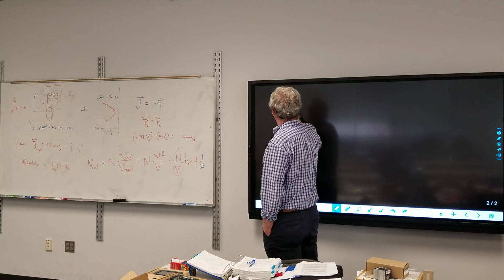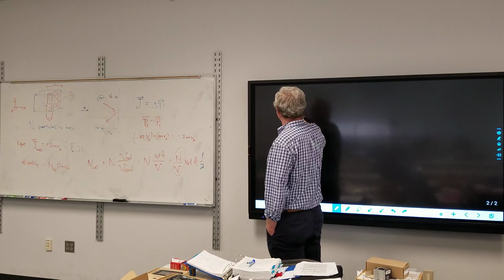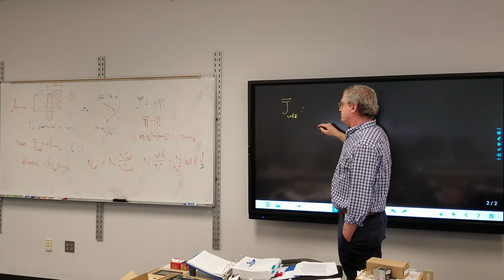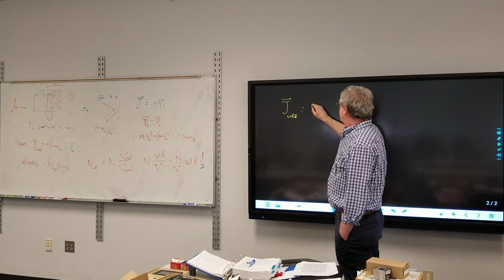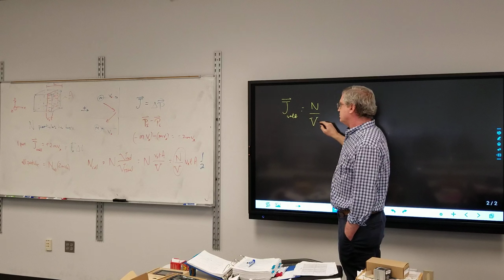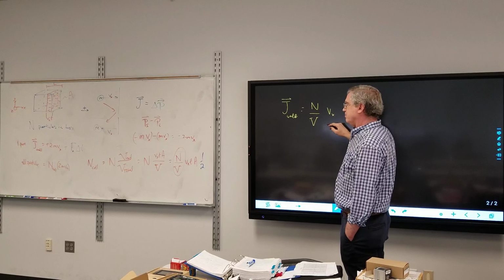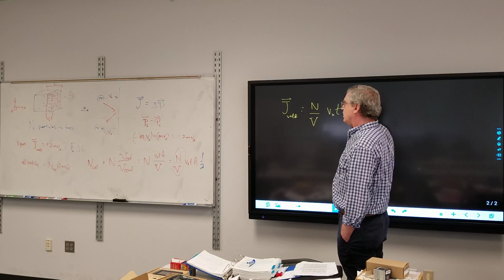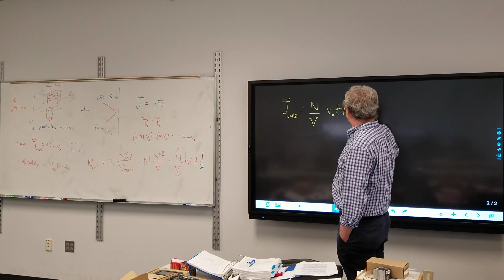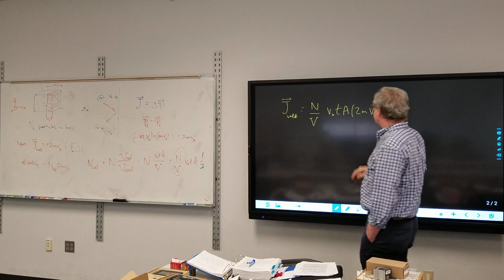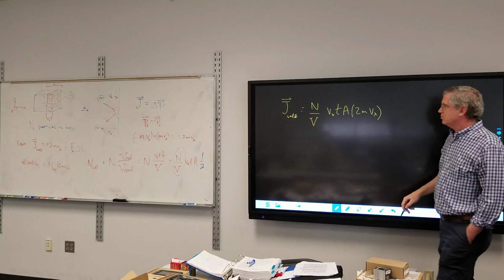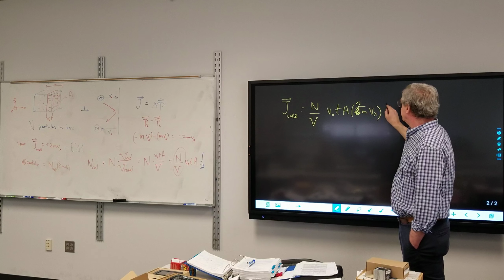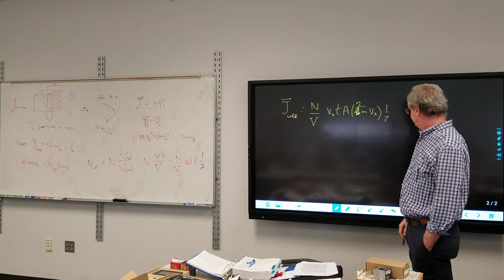So therefore, the total impulse on the wall is going to be the particle density times vx t A times 2m vx times a half. So that 2 goes away. No, we'll keep it in there, times a half.